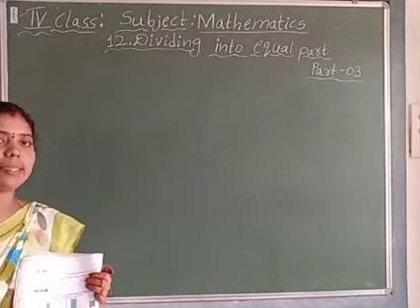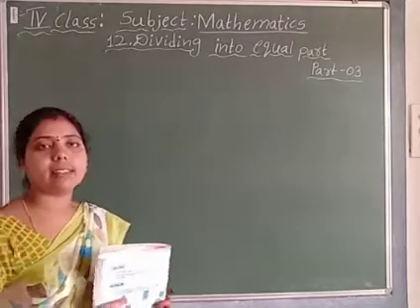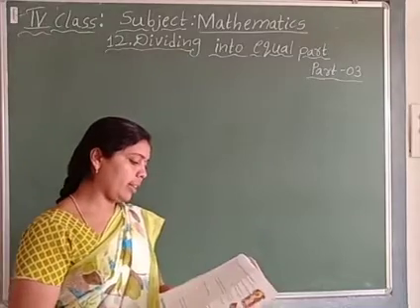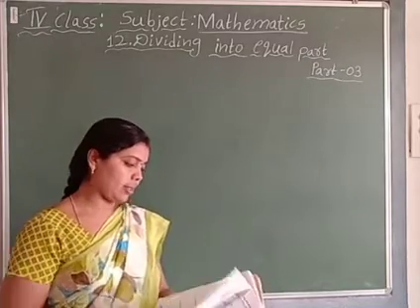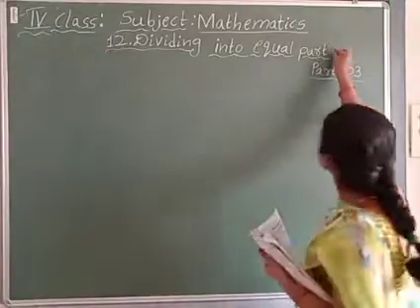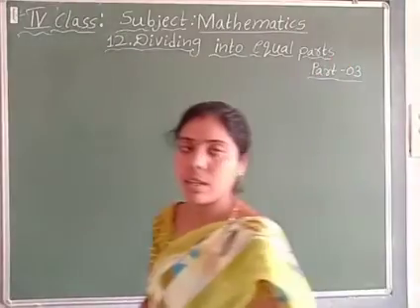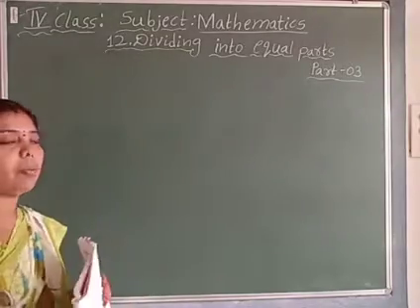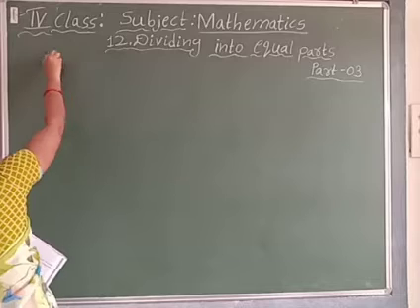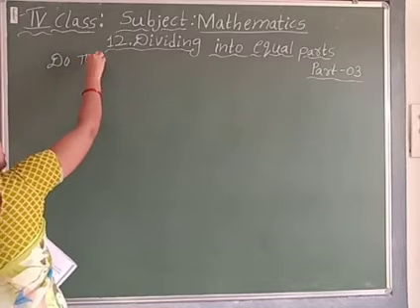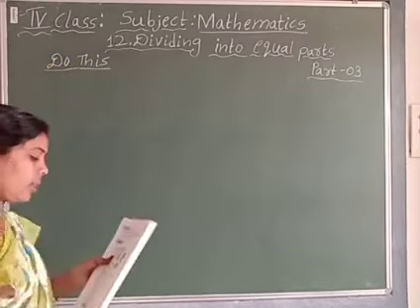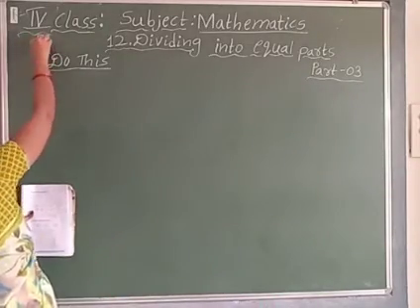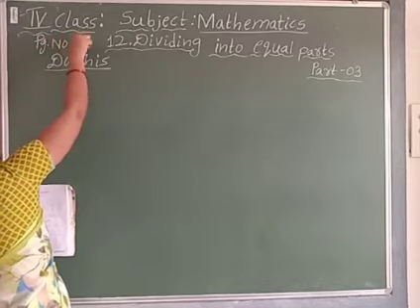So now mathematics, 4th class mathematics, 12th chapter, dividing into equal parts. See, in this chapter, page number 115. So do these problems, children. We already did some problems in previous classes. Page number 115.